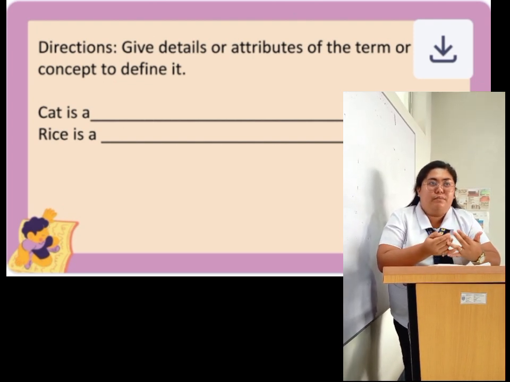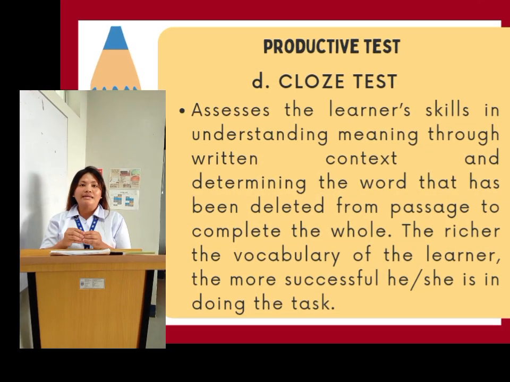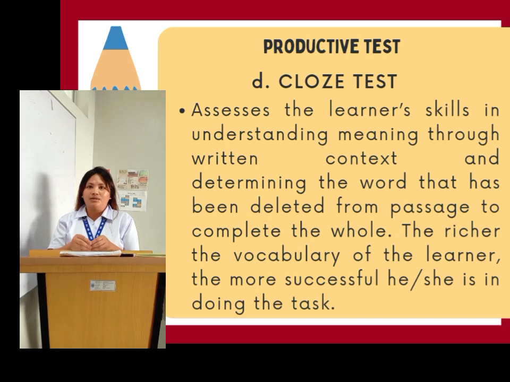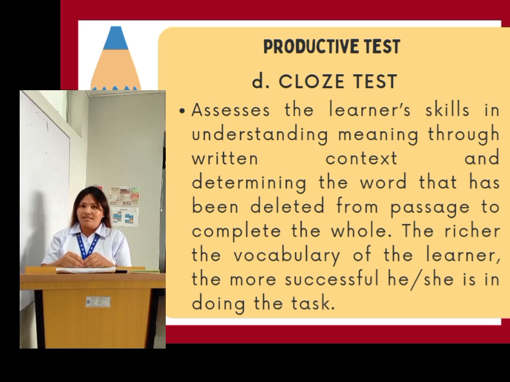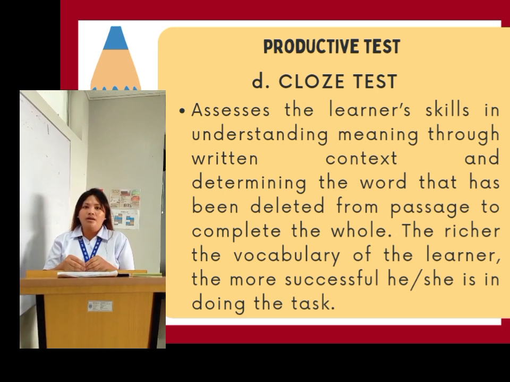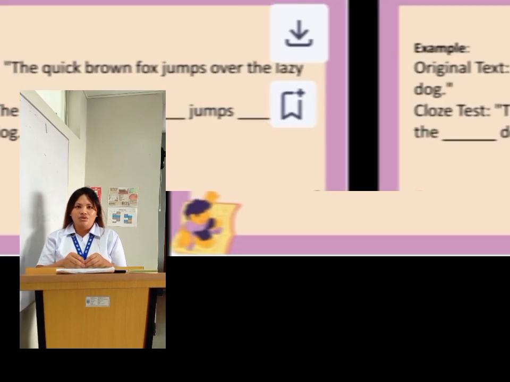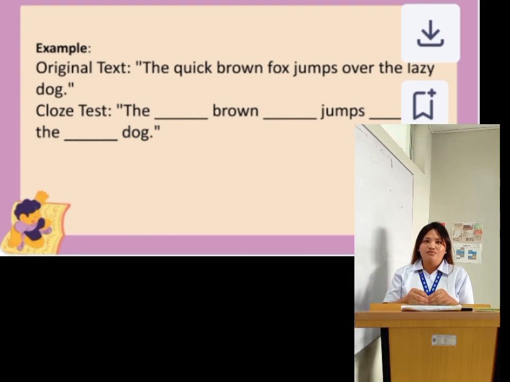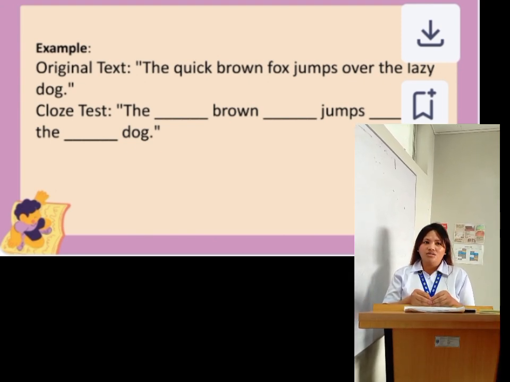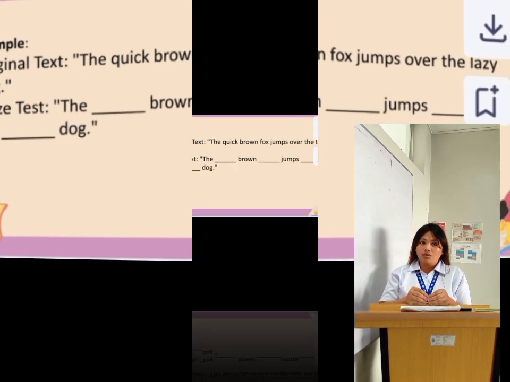The next one will be reported by Roxanne. In continuation, the cloze test. It assesses the learner's skills in understanding meaning through reading context and determining the word that has been deleted from the passage to complete the whole. The richer the vocabulary of learners, the more successful they are in doing the task. For example, the original text is "quick brown fox jumps over the lazy dog." The cloze test is "the brown jumps the dog."